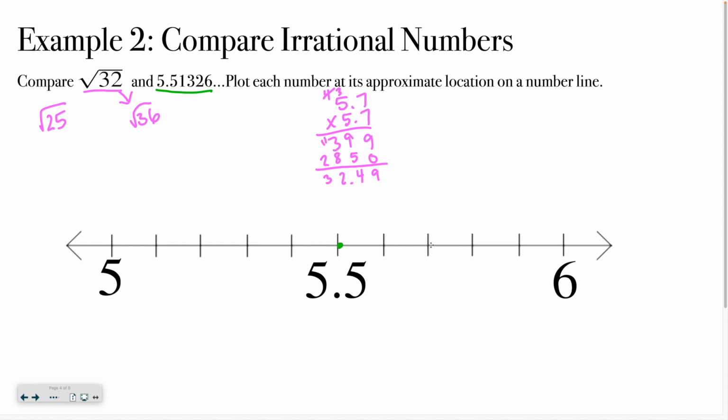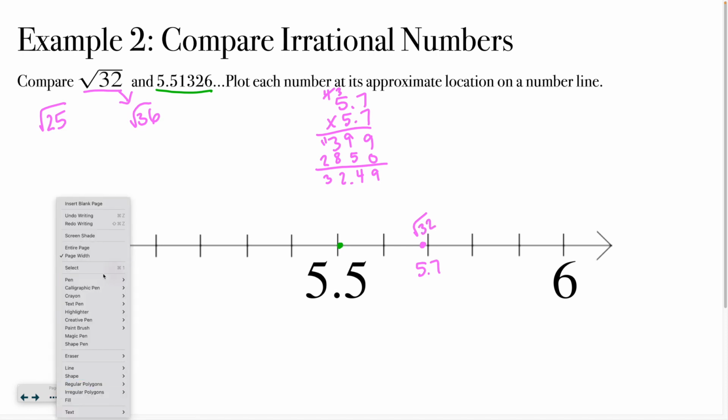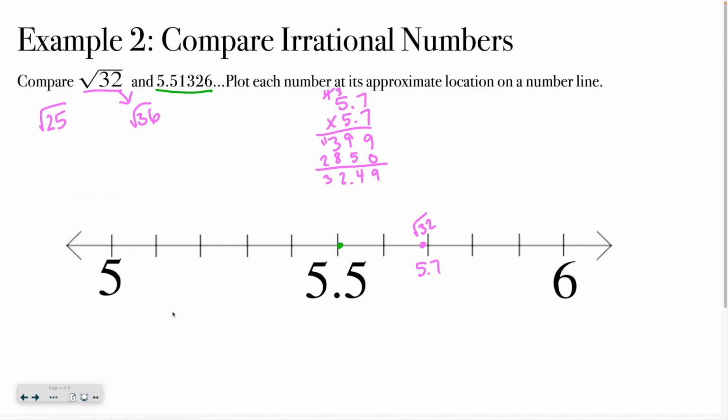So I know here's my 5.7, right? What I'm going to do is I would go a little bit lower on the number line. And when you are doing this, do you have to be perfect? No, but I should see work. I should see some of these approximations, and I should see things labeled on your number lines, okay? So it would look something like this for your problem.